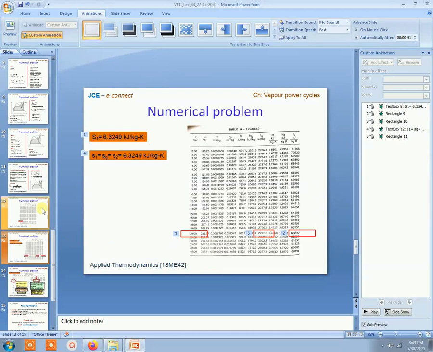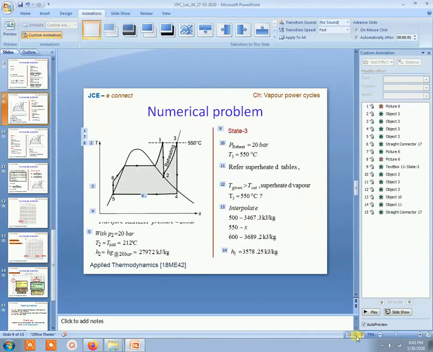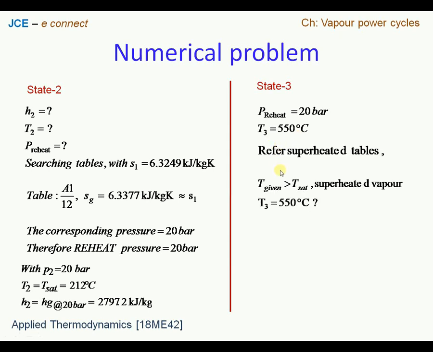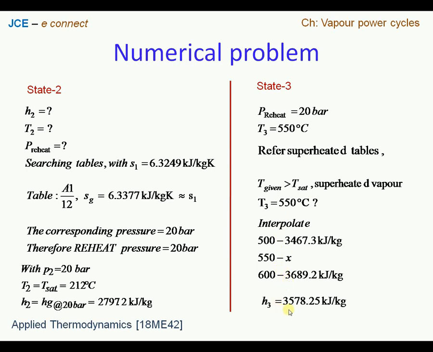So one has to refer to the superheated tables at 20 bar, and then one can note down the corresponding enthalpy value. Once we refer to the superheated table corresponding to 20 bar and 550 degrees Celsius, 550 degrees Celsius may not be available straightforward. We may have to interpolate, just like the procedure followed earlier, and we can find out the H3 value as 3758.25 kilojoule per kg.